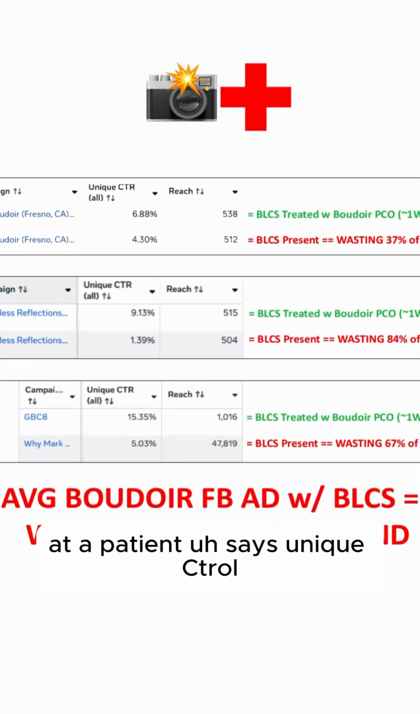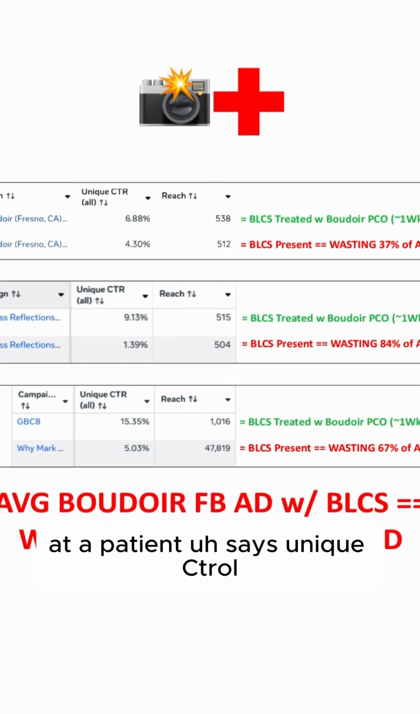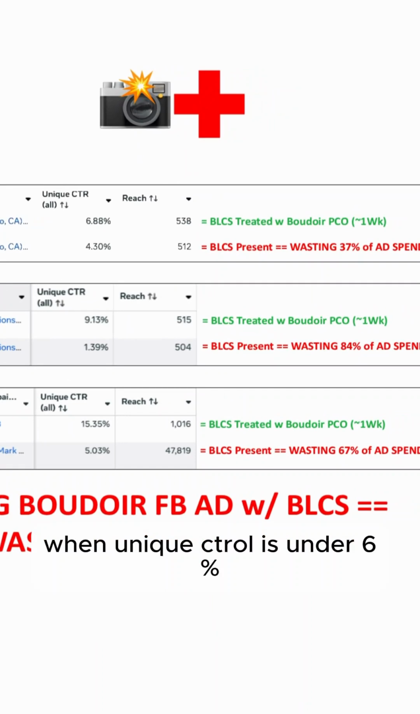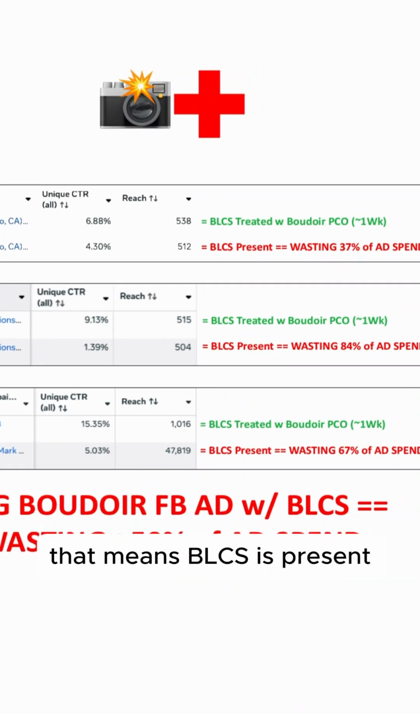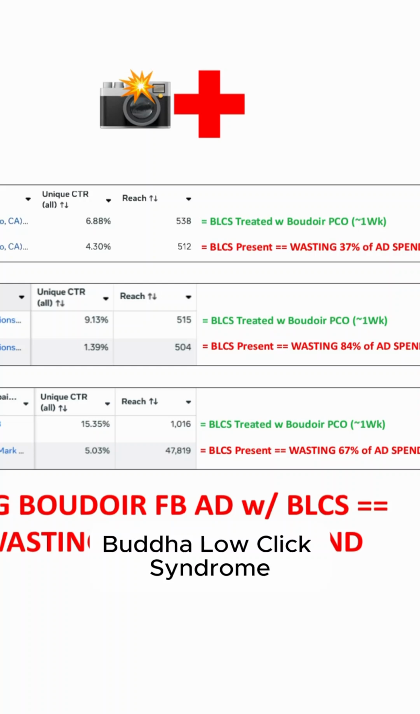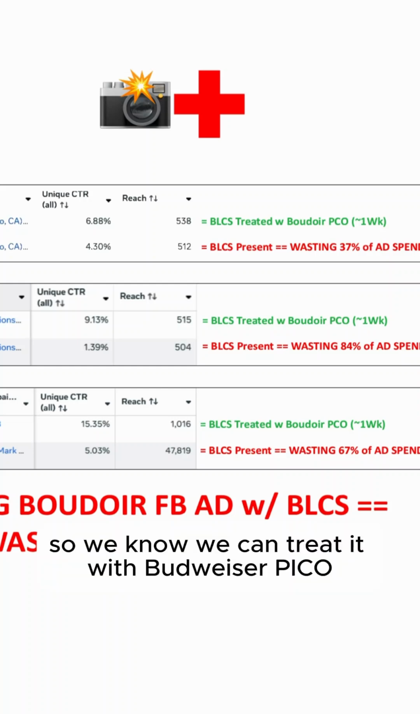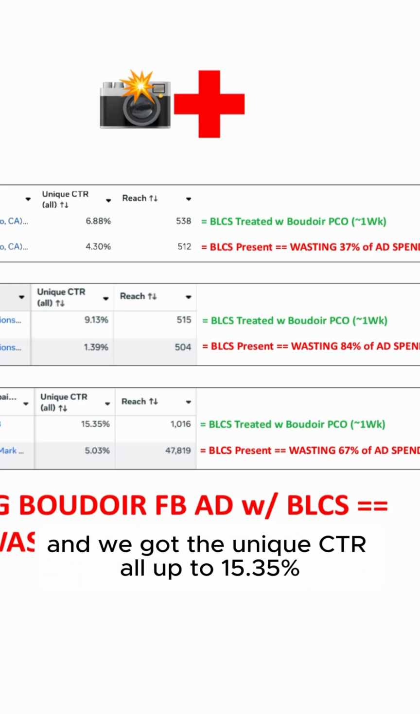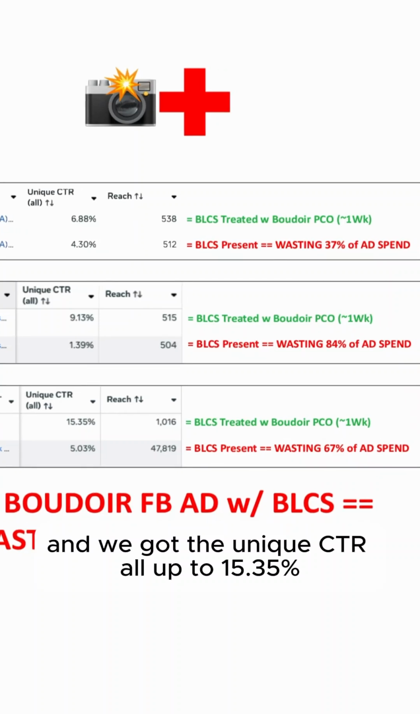Finally, had a patient, size unique CTR. His Boudoir Facebook ad is 5.03%. When unique CTR is under 6%, that means BLCS is present, Boudoir low click syndrome. So we know we can treat it with Boudoir Pico. It takes about a week. And we got the unique CTR up to 15.35%.